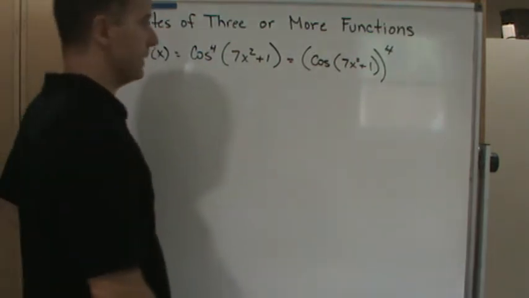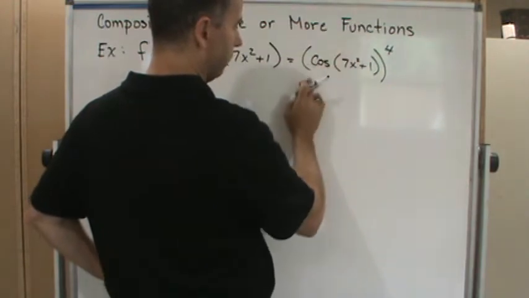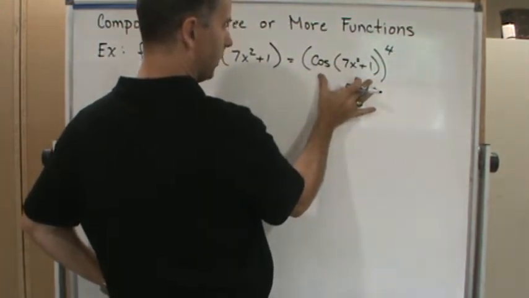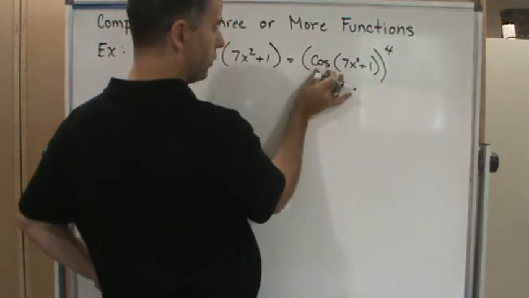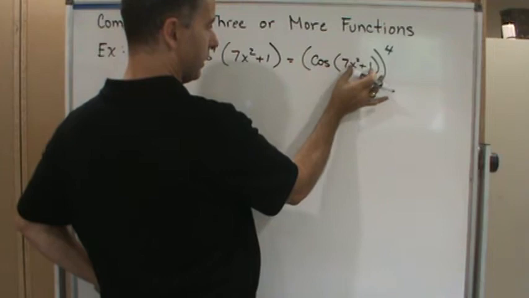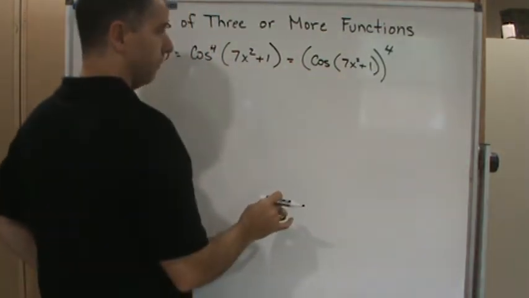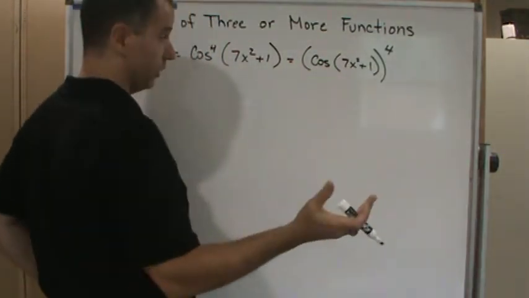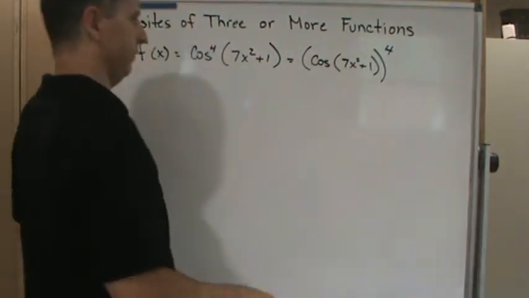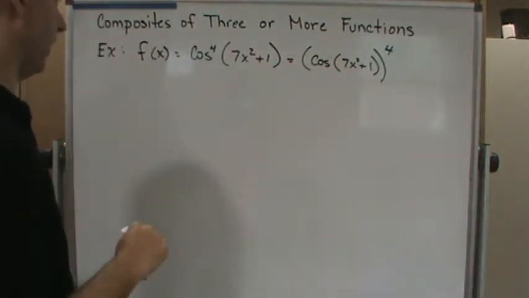So now you see that you've got a power function, right? It's a function raised to the fourth power. So you've got a power function, and then inside the power function you have a trigonometric function, and then the argument of the trigonometric function is another function. Okay. But anyway, you've got three functions that are composed.